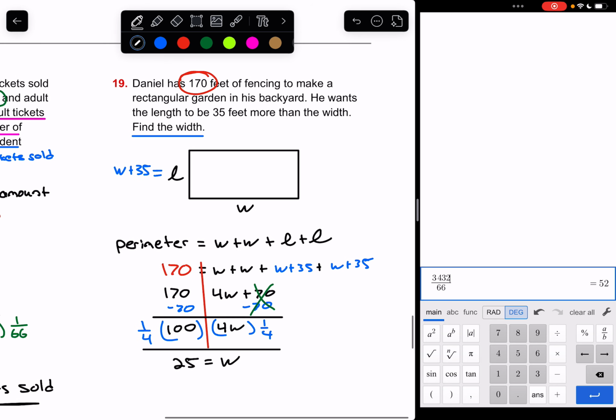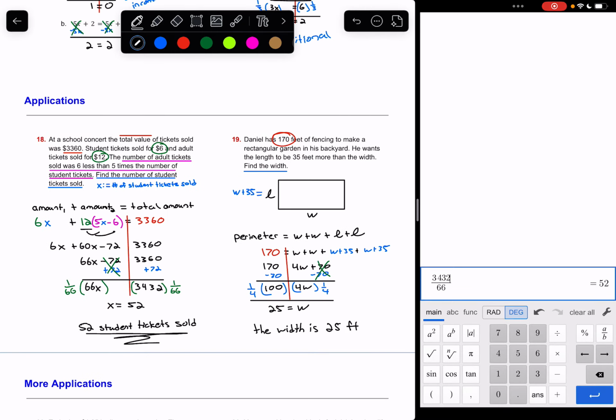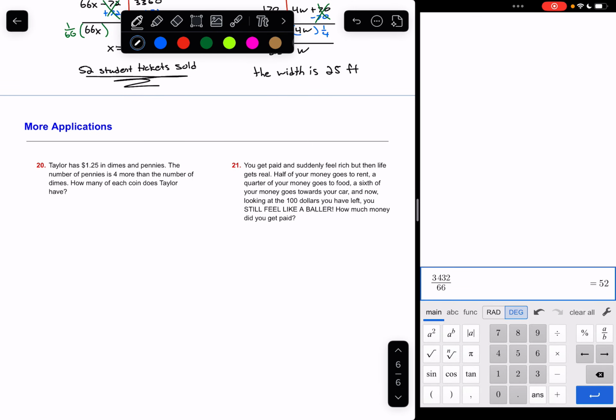And so it says to find the width, and because we have units in our problem, we're going to have to specify that the width is 25 feet. And if you ever want to go back and double check, just plug that in and check. If we had 25 on bottom, 25 on top, that's 50. And then W plus 35, well, 25 plus 35 would be 60. So we'd have 50 for the two widths and then 60 for each length. Add those four numbers together, 60, 60, 25, 25, and you'll get 170. All right, two more applications.